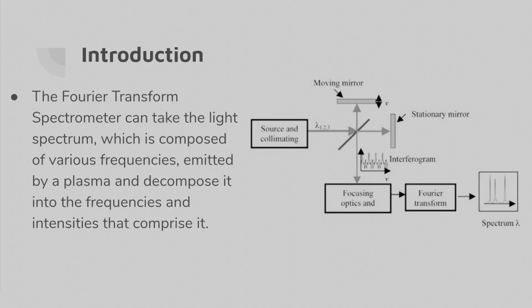This causes the length of the path for this half of the light to vary, which changes its phase relative to the light with the fixed path length. This difference in phase is observed when the two beams are recombined and focused onto the detectors, which record how the intensity of the light varies with the mirror's position as an interferogram. This is the raw data from which we will determine the iron 2 spectrum.